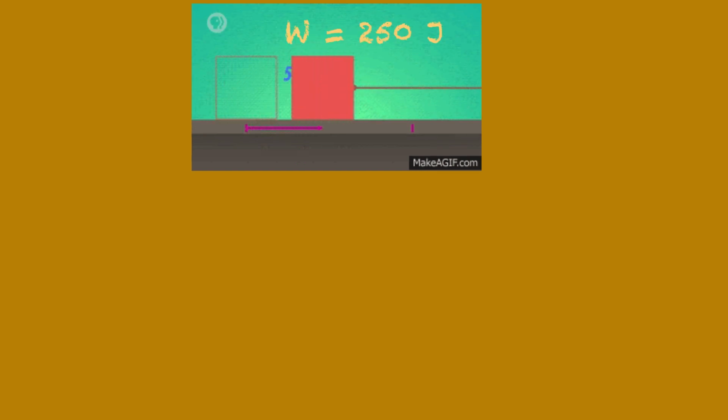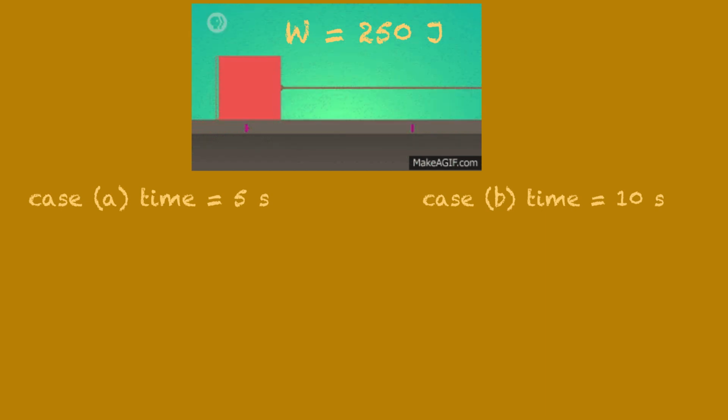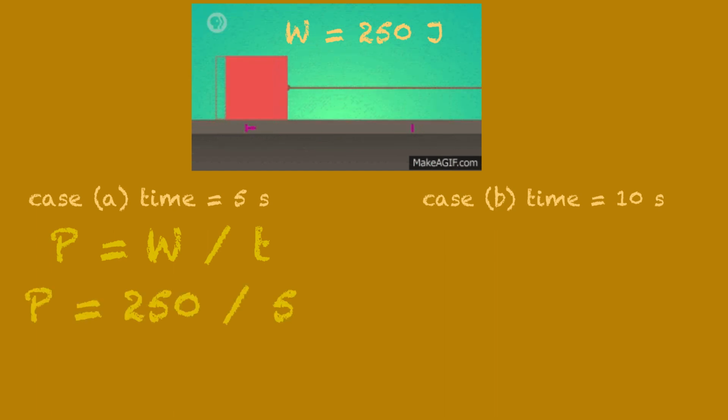Now, let's calculate the power. In case A, the time needed is 5 seconds, and in case B, the time needed is 10 seconds, and then we'll compare. Let's start with case A. We always start the calculation by writing down the formula of the power. Power equals work over time. Then we replace each term by its value. So, replace the work by 250 and the time by 5 and then divide to get the power. The answer is 50 watts.